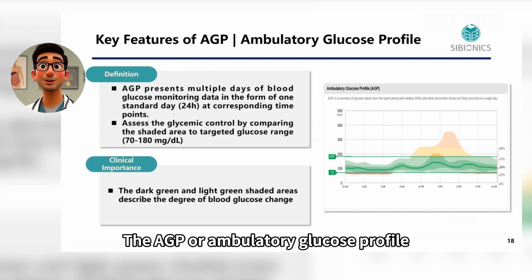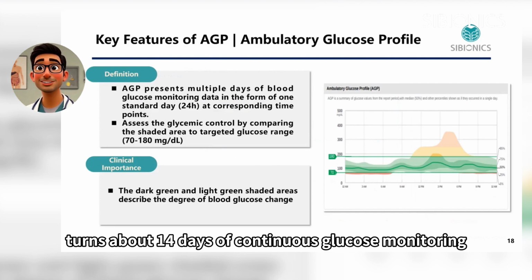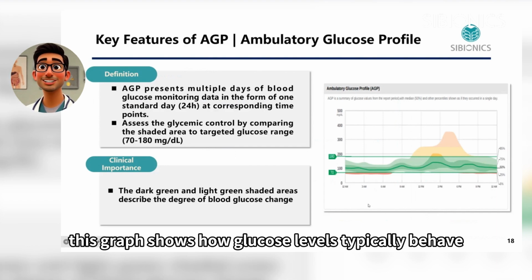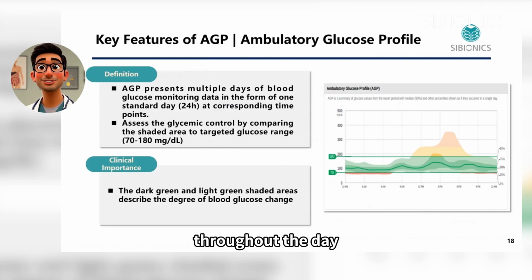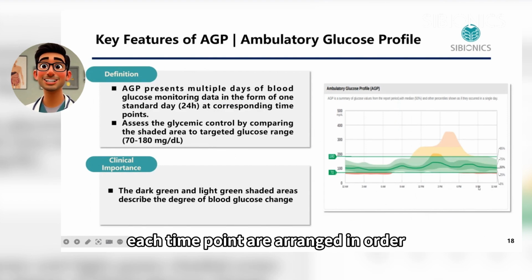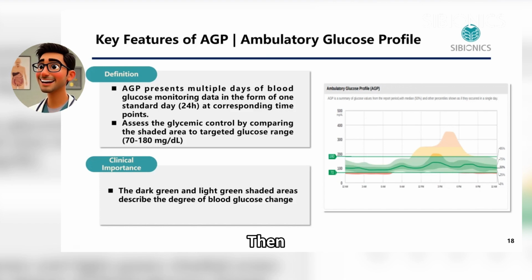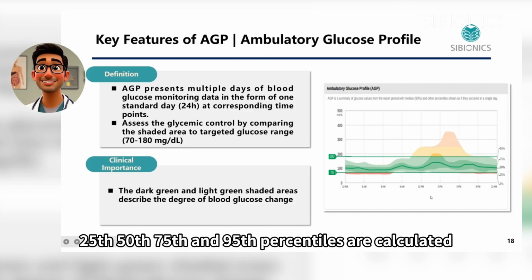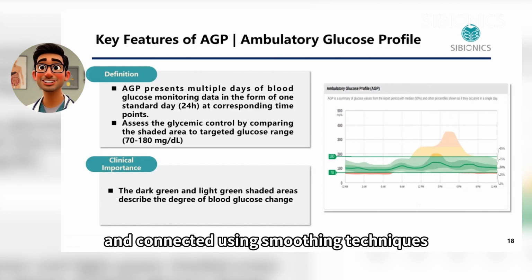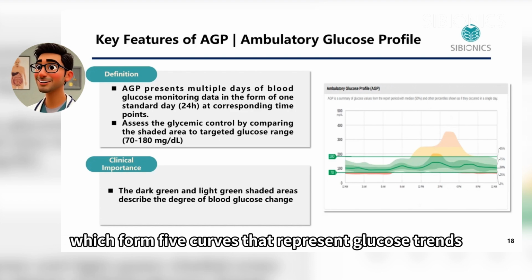The AGP, or Ambulatory Glucose Profile, turns about 14 days of continuous glucose monitoring into a single 24-hour summary. This graph shows how glucose levels typically behave throughout the day. To create the graph, all glucose values recorded at each time point are arranged in order. Then, the 5th, 25th, 50th, 75th, and 95th percentiles are calculated. These percentiles are plotted and connected using smoothing techniques, which form 5 curves that represent glucose trends across time.